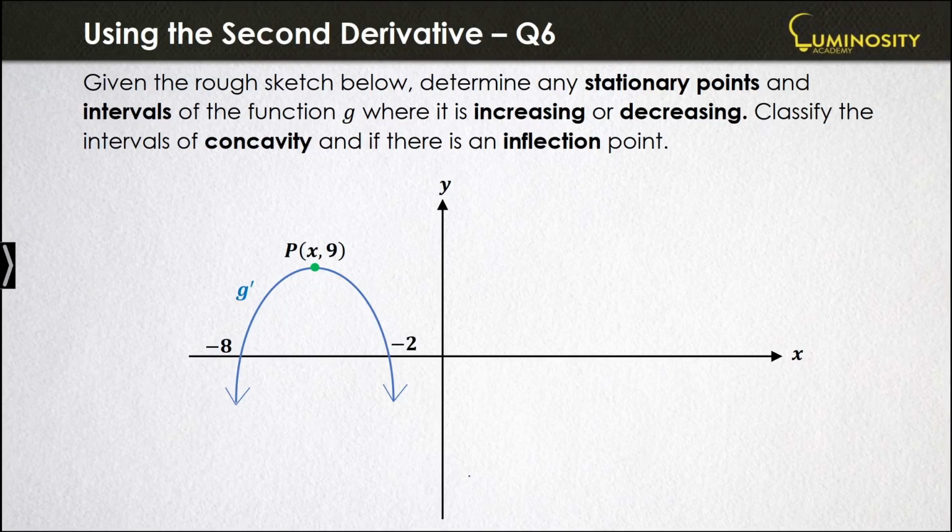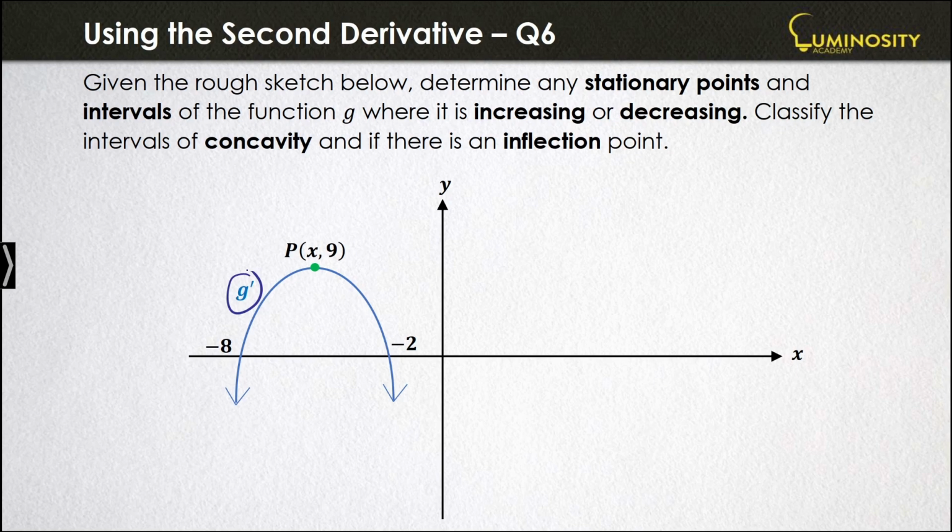Hi, welcome to this lesson on calculus, the second derivative. Let's have a look at question 6. We're given a rough sketch below of the function g prime, so the first derivative of g, and we want to determine any stationary points, the intervals of the function g where it increases or decreases, and then classify any intervals of concavity and if there's an inflection point.